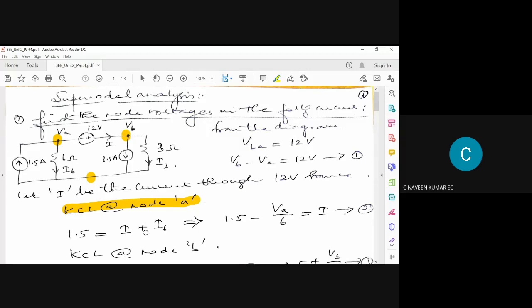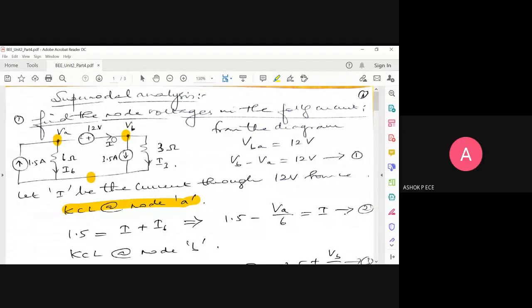VA minus VB, sir. How will current be equal to voltage? What is Ohm's law? I is equal to V by R, right? Yes sir, but there is no resistance at that place. Can you find I from the diagram?